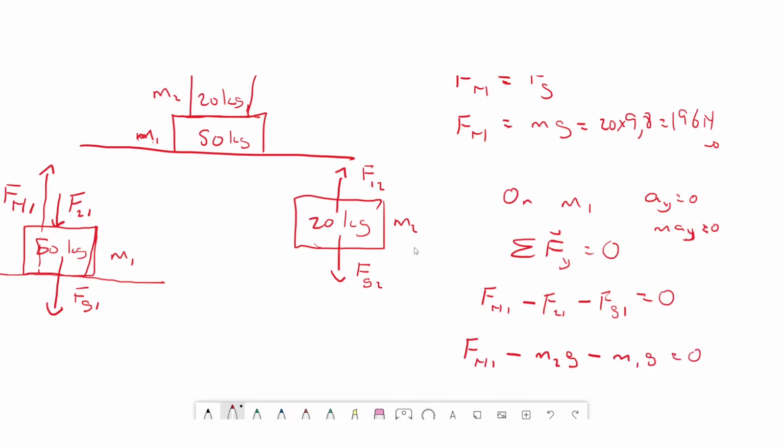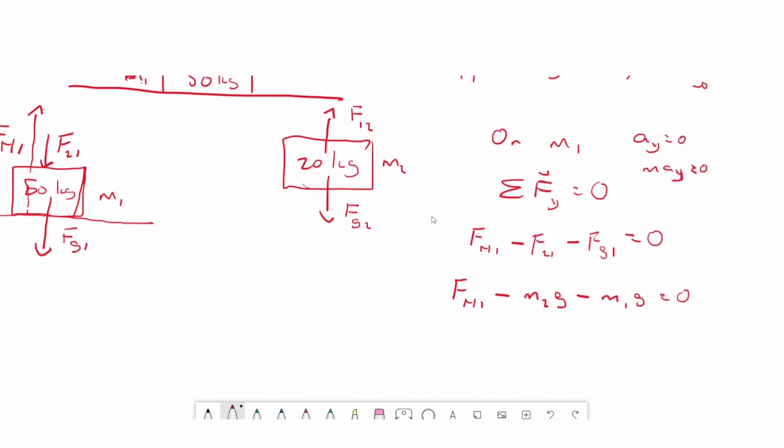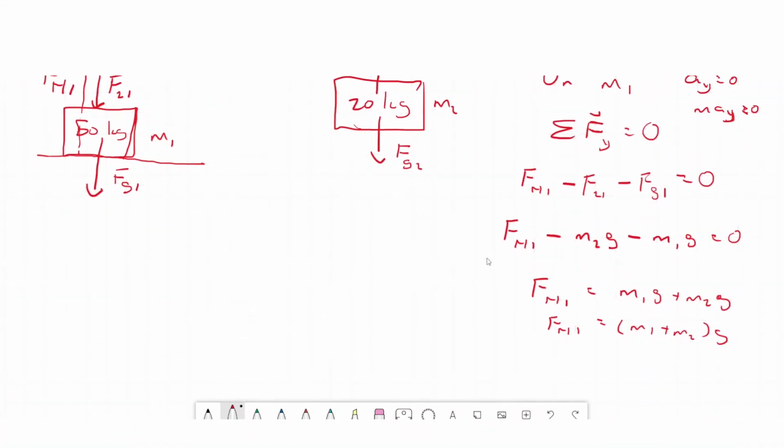So you can see here, as some of you may have guessed, that the normal force on the box m1 is going to be m1g plus m2g. If you want, this becomes (m1 + m2)g. If you want, you can also write it like that. So which means that if I sum the two boxes and just multiply them by g, which is the weight of the two boxes, it is going to be the normal force.